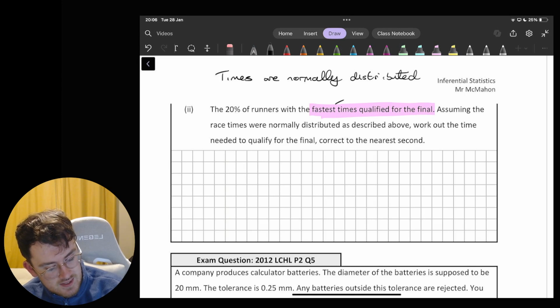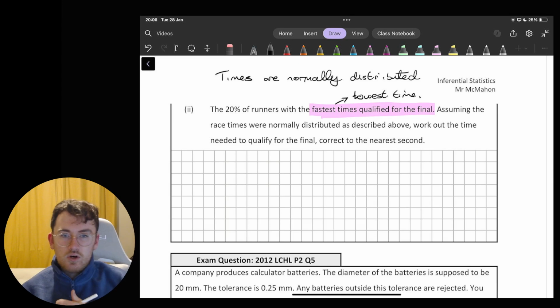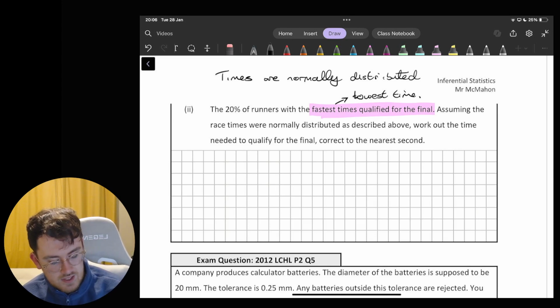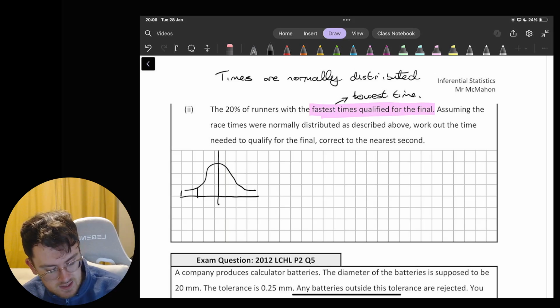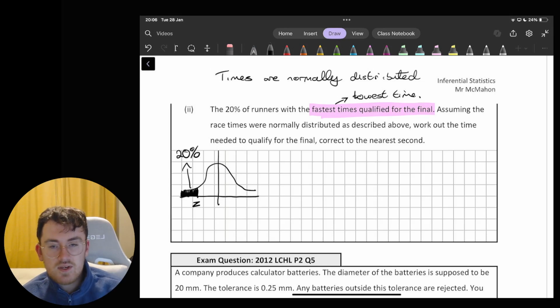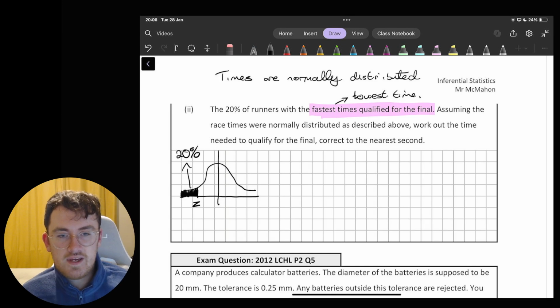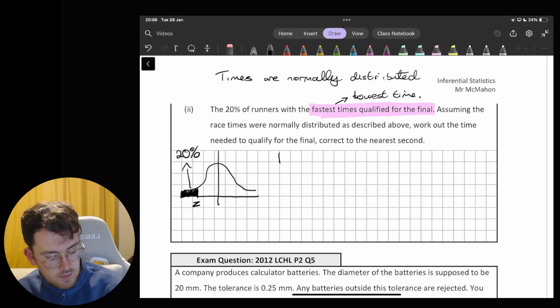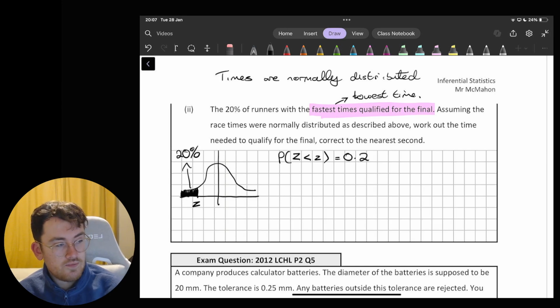Okay, fastest time is going to also be the lowest time. If you're fast, you're on the lower end of the distribution. So we're looking for the 20% that are down here. We essentially want a particular Z value here so that 20% of the information is less than it. So we want the probability that Z is less than or equal to that being 20% or 0.2. Okay.